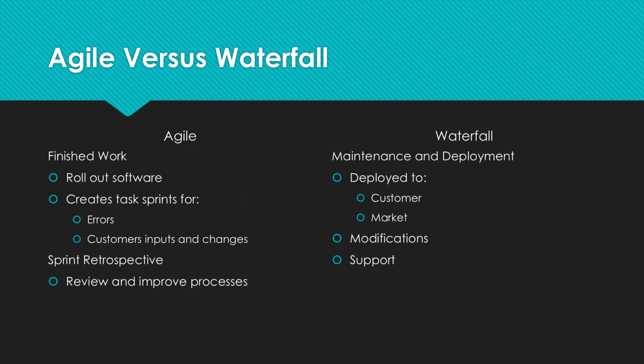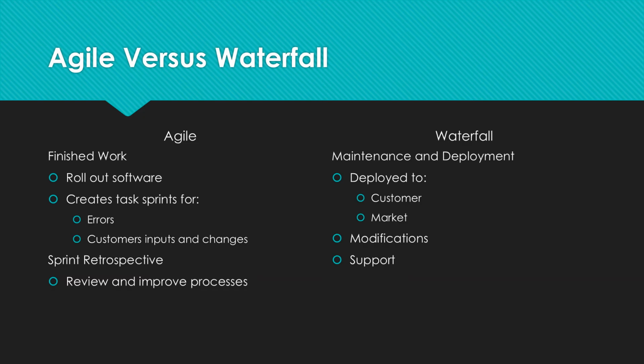The next phase is finished work within the Agile process. The rollout of the software is done to the customer, and then individual task sprints are created for any errors that are found or input or changes from the customer. And then a sprint retrospective is done. This is where they review and improve any processes that were done during the sprint process of Agile.